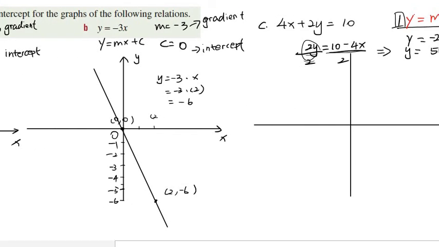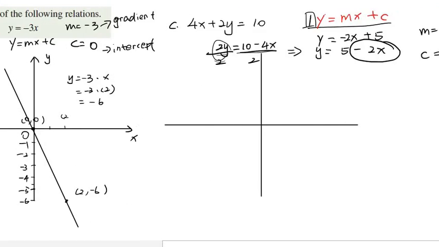Now, let's look at our part C. If we are just plotting from 4x plus 2y equals 10, it's not very easy. So we're going to plot from the equation that we have rearranged: y equals minus 2x plus 5. Now from this equation, you can guess if the line is traveling upwards or downwards when looking from left to right.